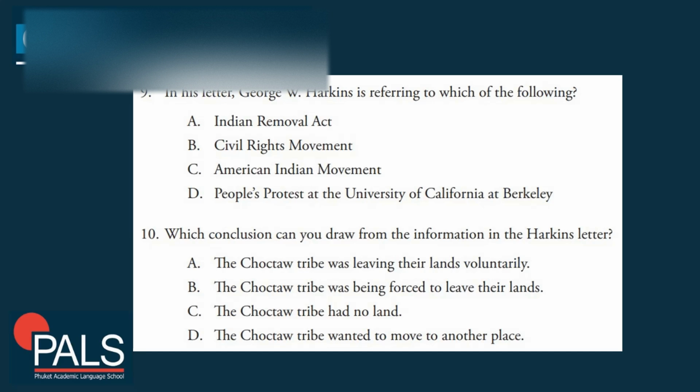The answer is C. Sorry, not C. B. The Choctaw tribe was being forced to leave their lands. In the letter, you'll notice that Harkins states, these people were said to go voluntarily, but it is false. A is the opposite of the answer, and options C and D are not even mentioned in the letter.